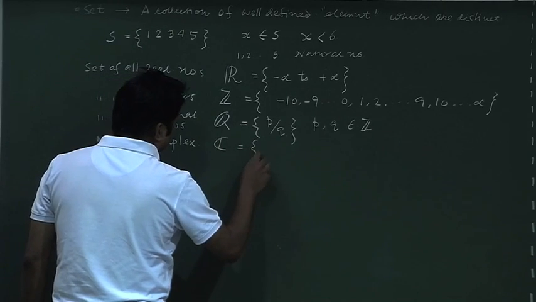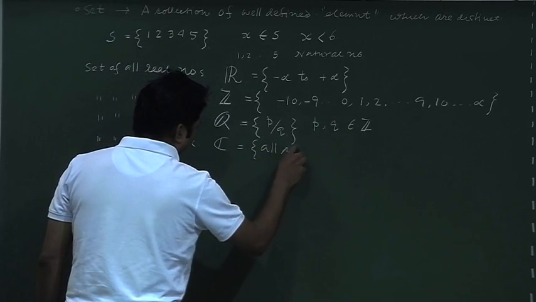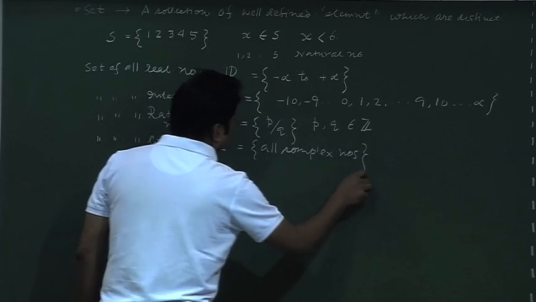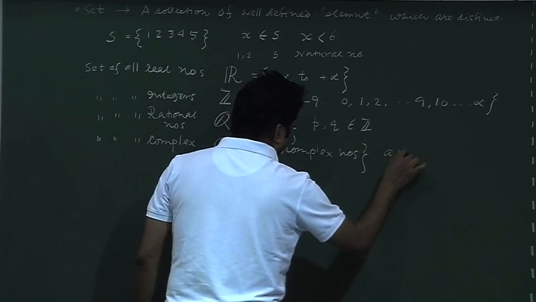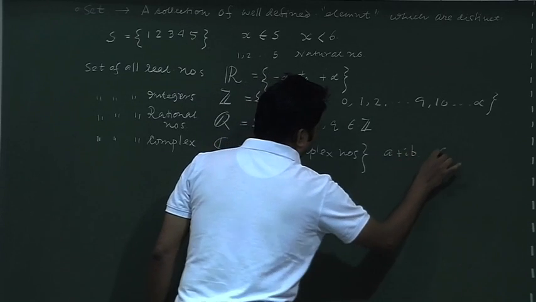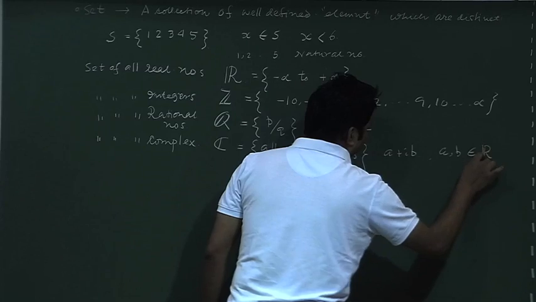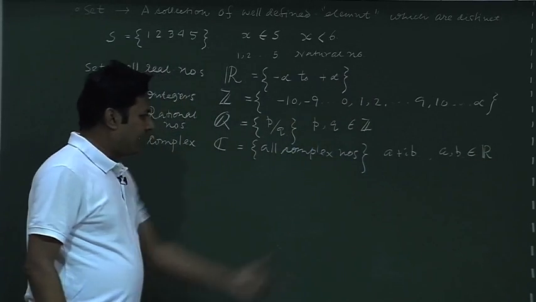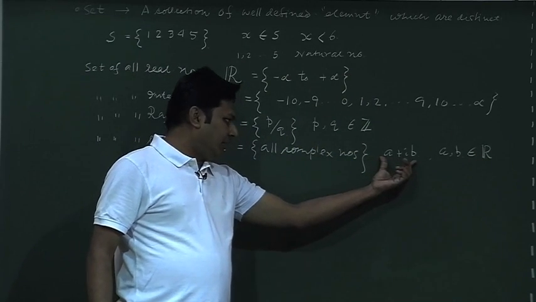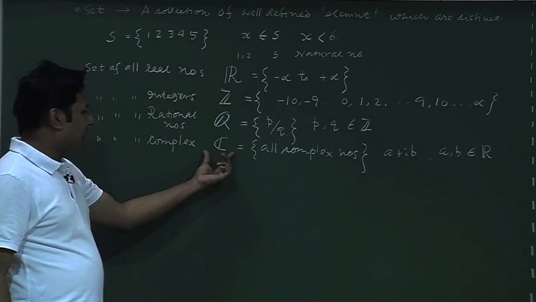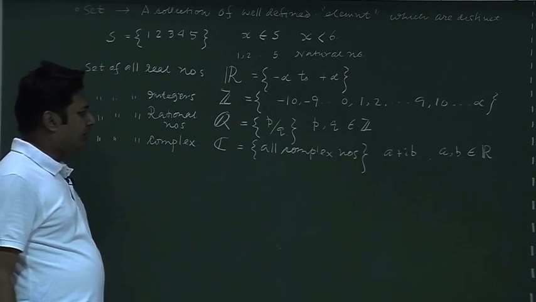Similarly, the set of all complex numbers, this is an important set we are going to use later. All complex numbers are in the form a plus ib, where a and b belong to the real numbers. a, b are real, but as a whole a plus ib is a quantity which is inside this complex number set. So, this is a different kind of number, however.